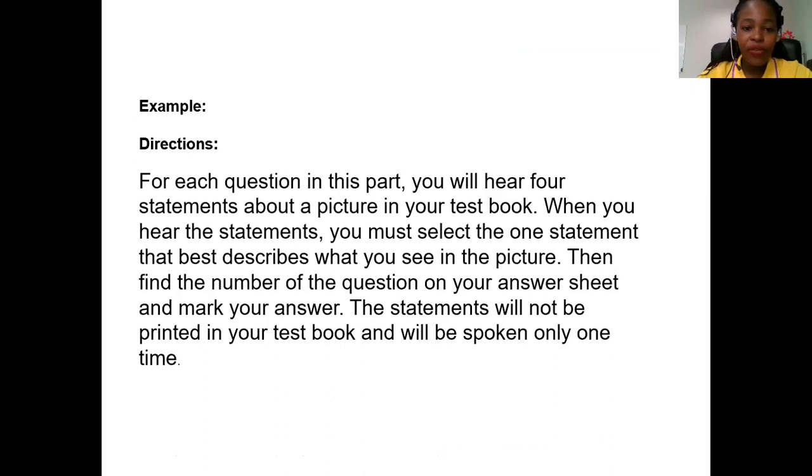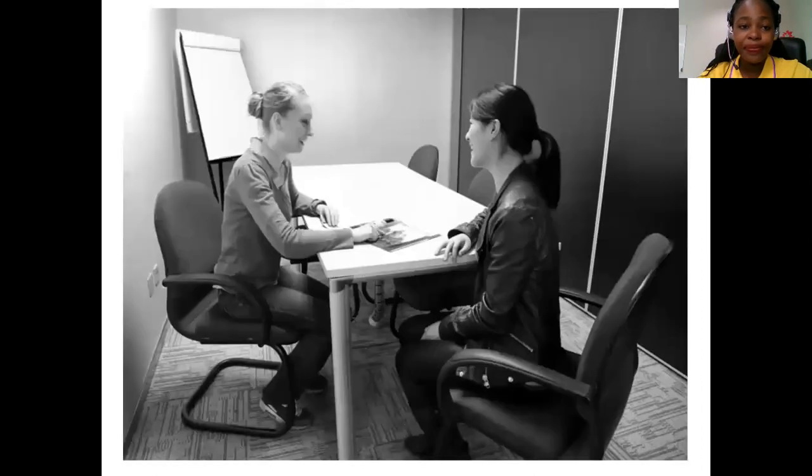And for each question, you will hear 4 statements about a picture in your textbook. When you hear the statements, you must select a statement that best describes what you see in the photo. The statements are not printed in the textbook, and they'll be spoken only once. So you have to listen to the statements and then go to your answer booklet and mark the correct answer on the correct number.